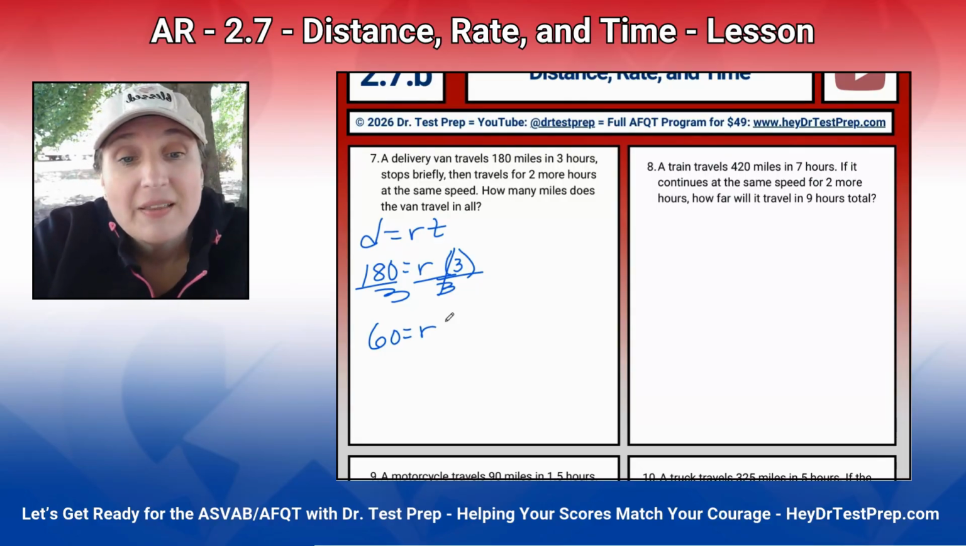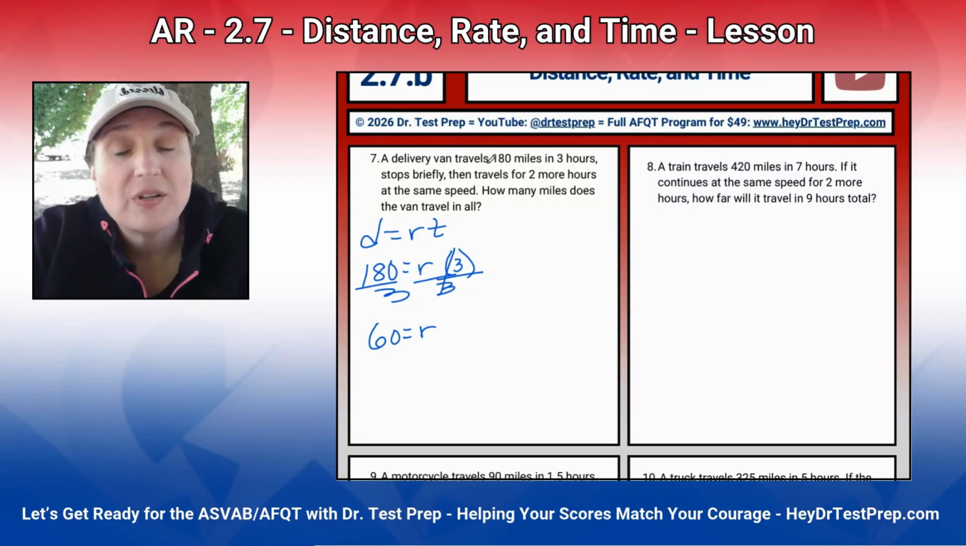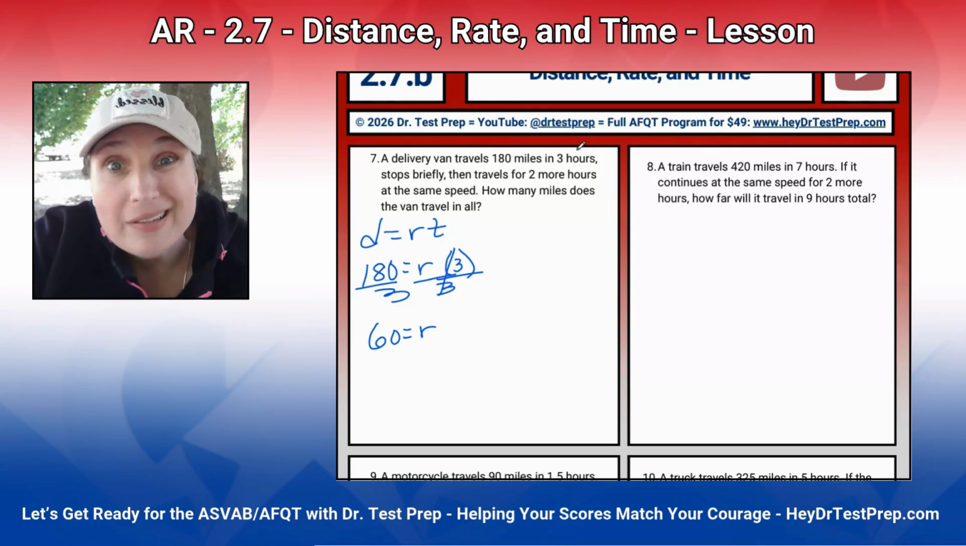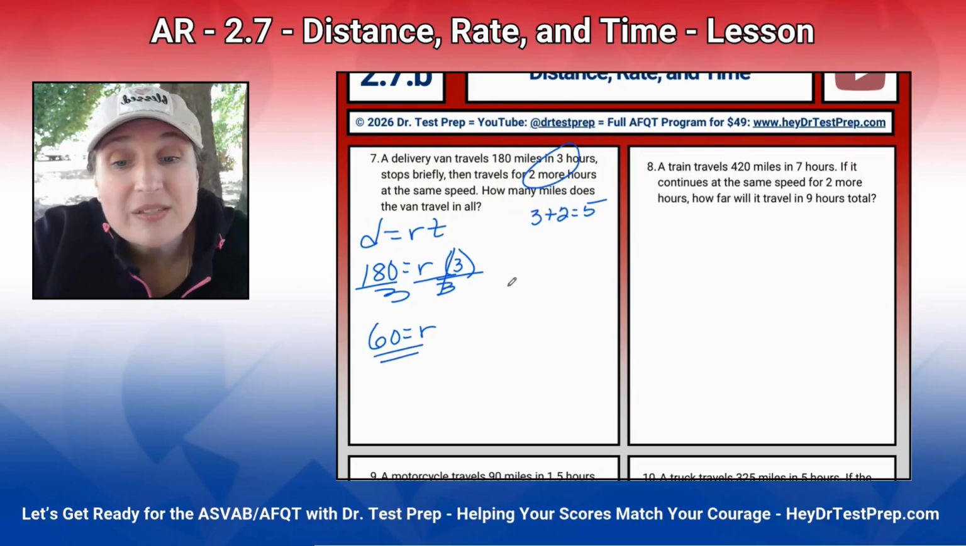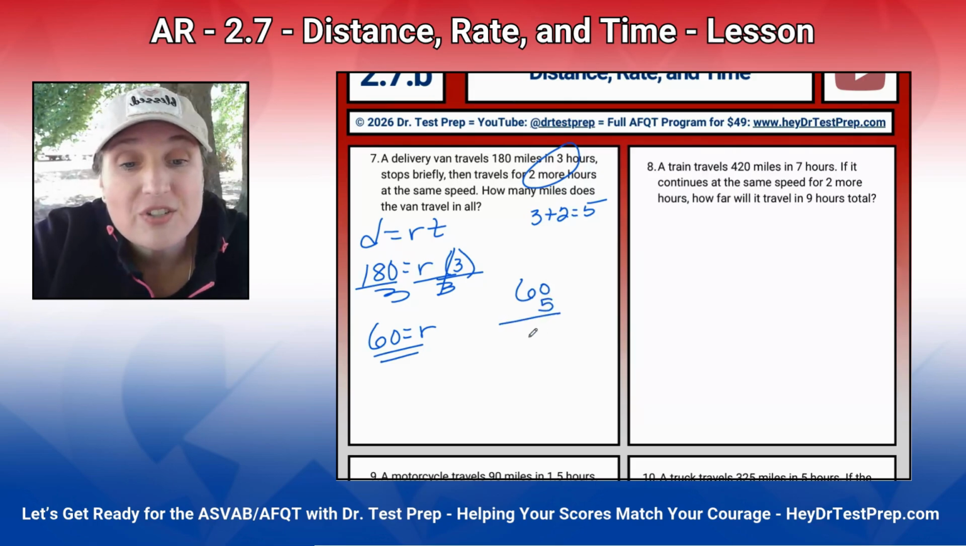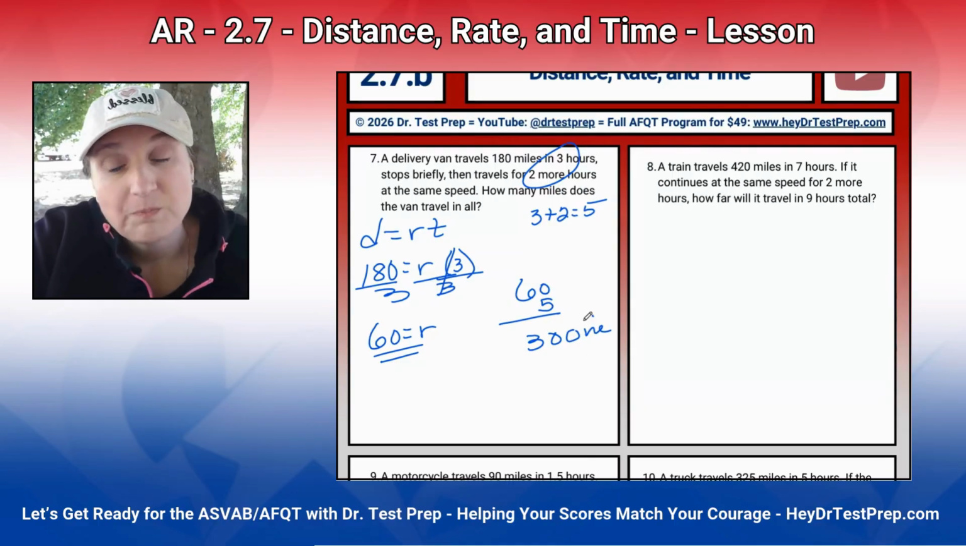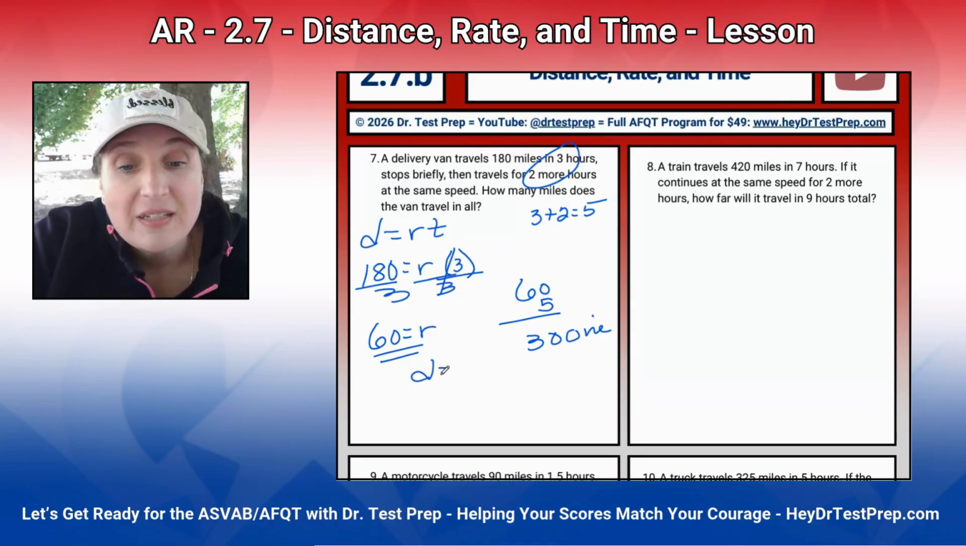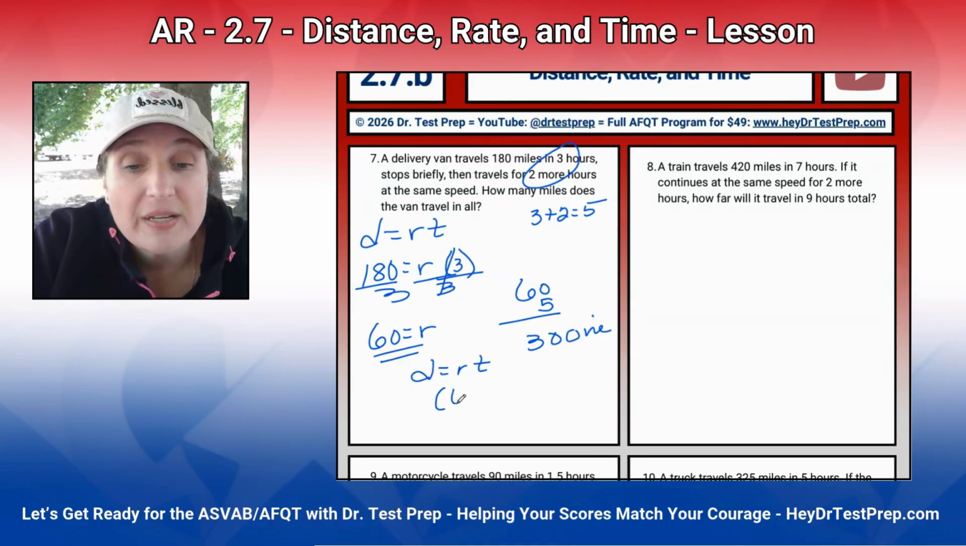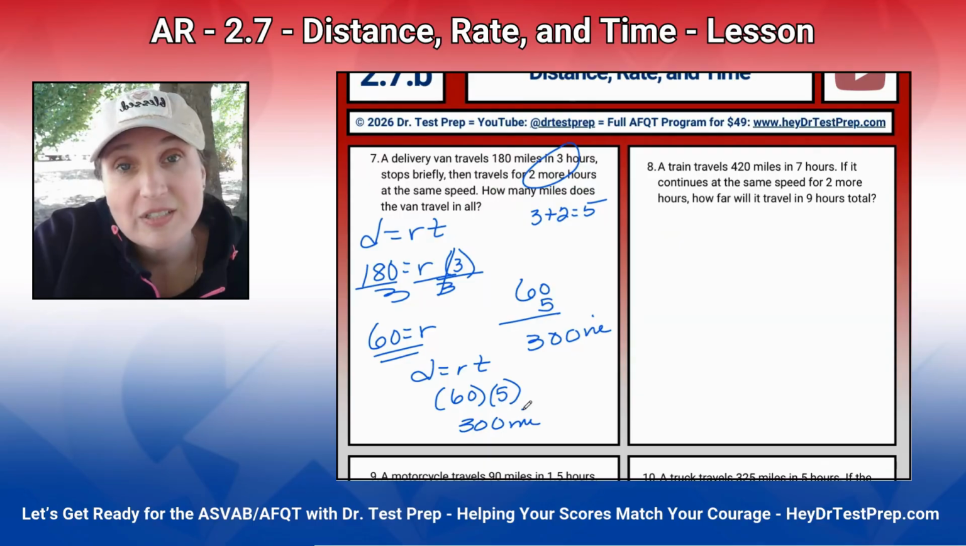Then it says that he traveled for 2 more hours. Well, there's a couple ways to do it. Because the speed was the same, my lazy way is, well, I know he was in the car 5 hours altogether. So because he was doing the same speed, I can just do 60 times 5 to get my 300 miles. Because again, D equals RT, our rate is 60. He did it for a total of 5 hours. So that's how we get 300 miles as our distance.